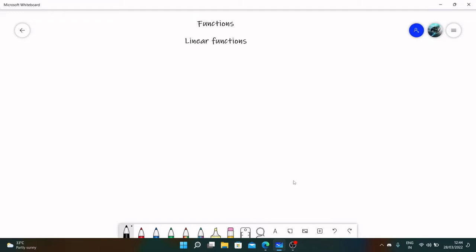In this video, we'll be looking at a type of function, and that is linear functions. What do you understand by the word linear? You'd probably say straight, and that is correct. Linear means straight, but in math we would say straight line. Anything that produces a straight line is a linear function. So a linear function is any function that gives you a straight line.